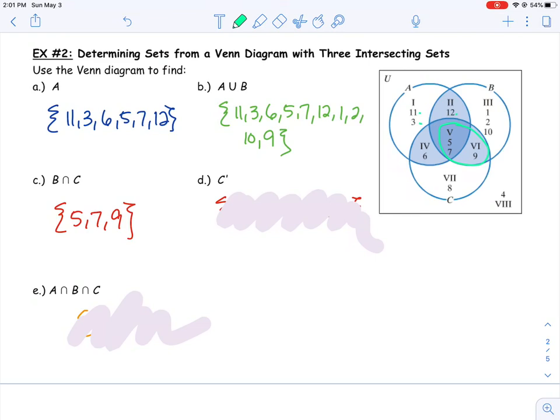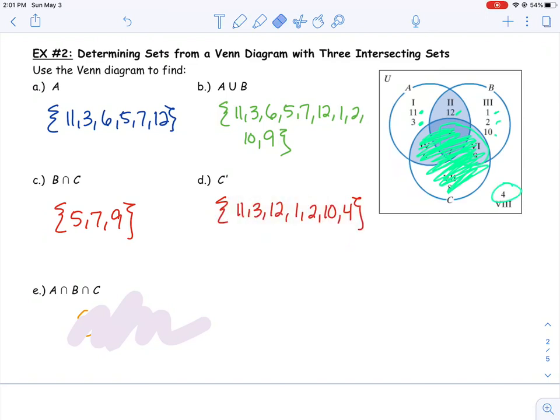All right, part D says we want the complement of C. Remember, we want all the elements that are not in C. We don't want any of these elements, so what other elements are in our picture that aren't in C? I got 11, I got 3, I got 12, I got 1, 2, 10. Ooh, and don't forget, isn't 4 part of our picture? Don't forget about him. That's a common mistake. I want all the elements that are in my universal set, that are in my picture, just not in C. So don't forget about the 4 on that outside there.